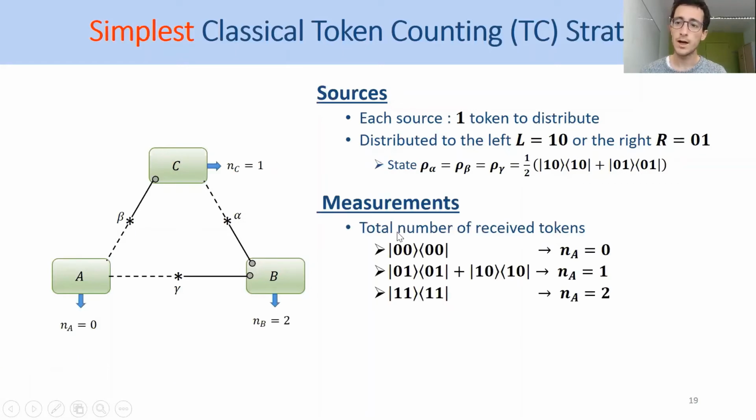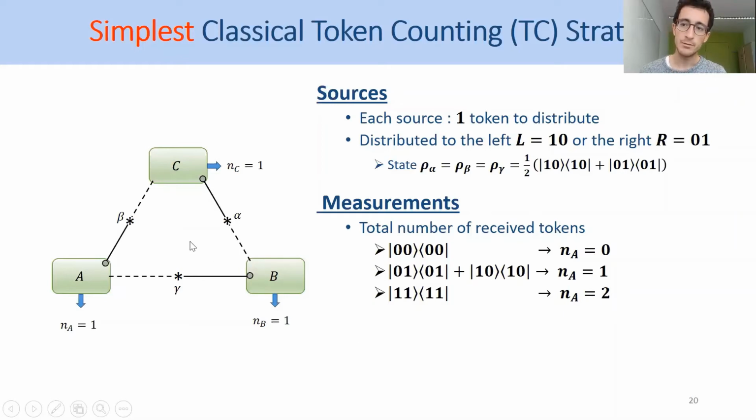So now I consider the measurements, and in a token counting strategy, the parties should measure the total number of tokens they received. So here, in this case, you see that Bob received 2 tokens, so he has to output 2. Charlie received 1, he outputs 1, and Alice received 0, she outputs 0. And this corresponds to this measurement. So again, this is a classical measurement, but I use a quantum description.